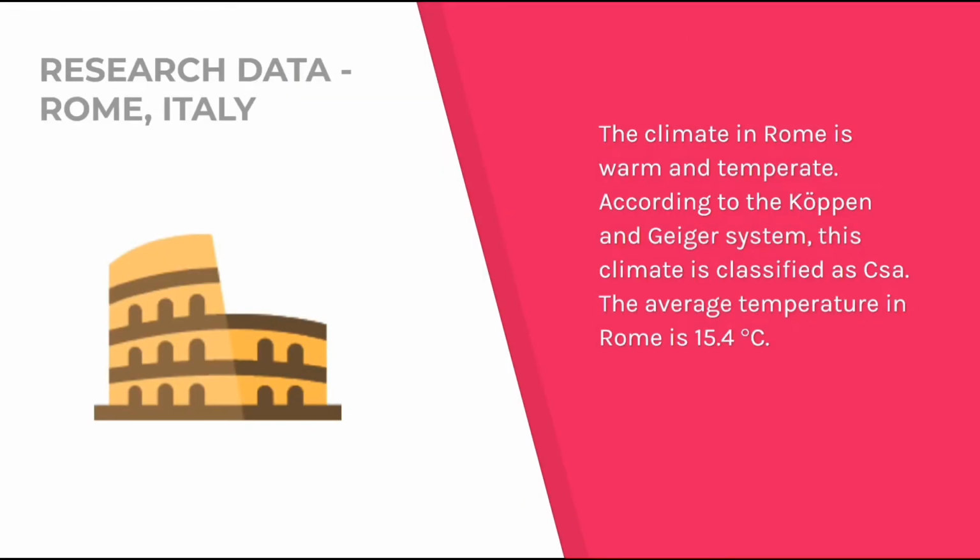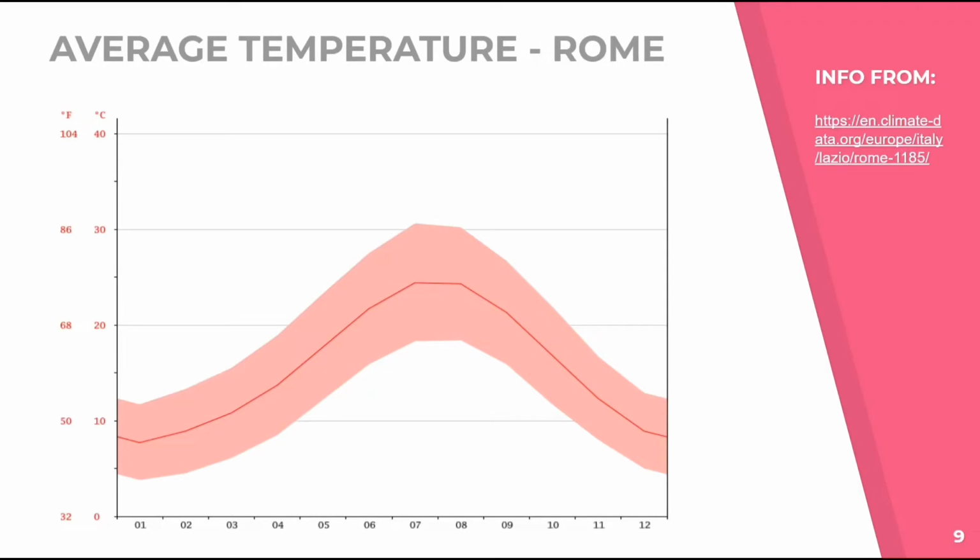Moving on, the Colosseum, located in Rome, has a hot summer Mediterranean climate where temperatures are relatively low except during summers. The average temperature in Rome is 15.4 degrees Celsius. This shows that the temperature in July averages 24.4 degrees Celsius. In January, the average temperature is 7.7 degrees Celsius.